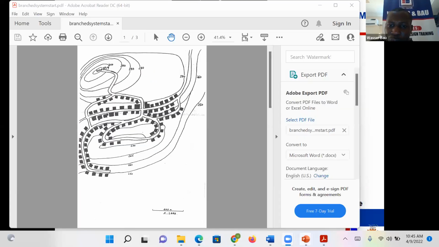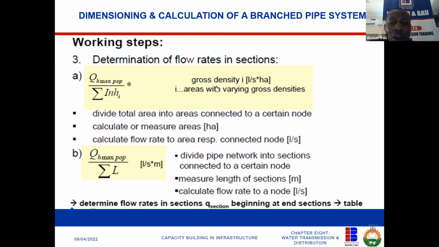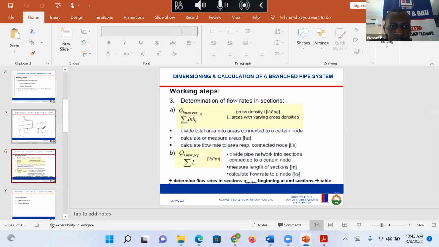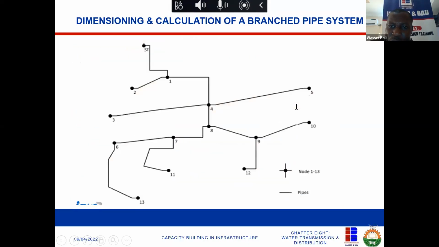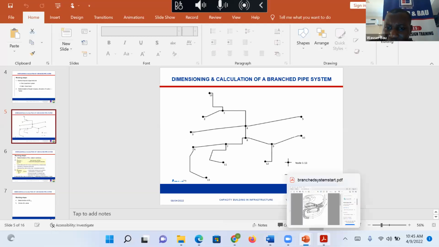So the next thing you do is you check each of these nodes. How many houses are taking water from each of the nodes? Like this node 5 now. All the houses lying between 4 and 5, I will tie them to 5. All the houses lying between 9 and 10, they are taking their water from 10. So that is what this place is talking about.